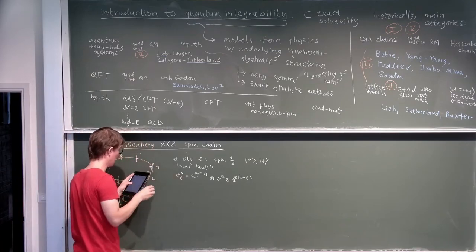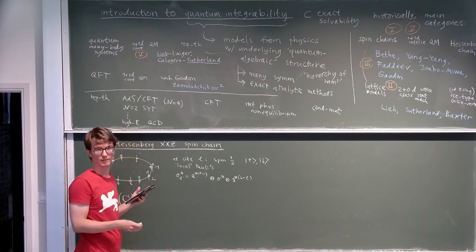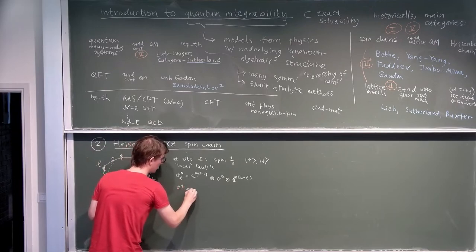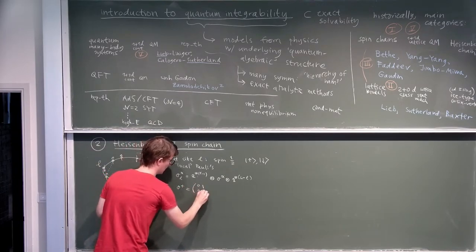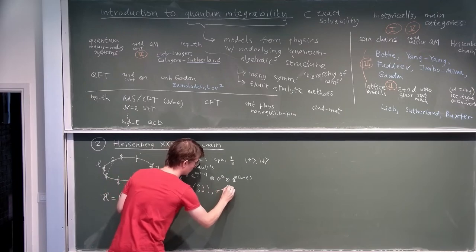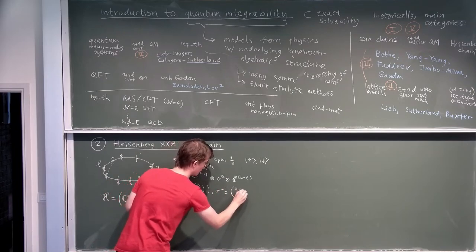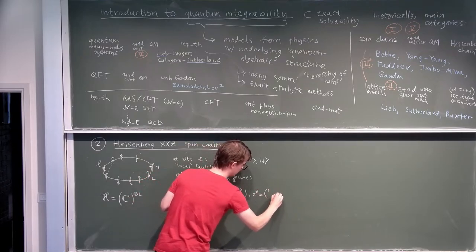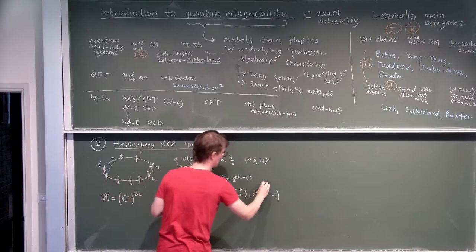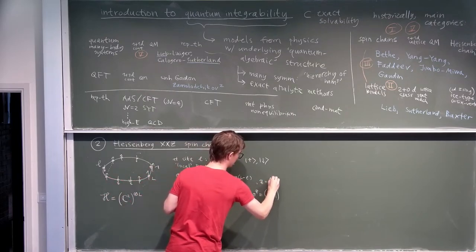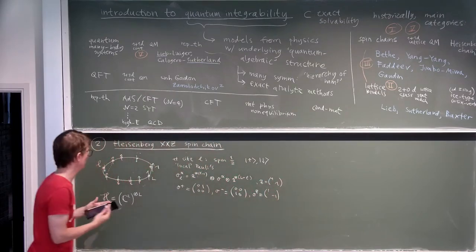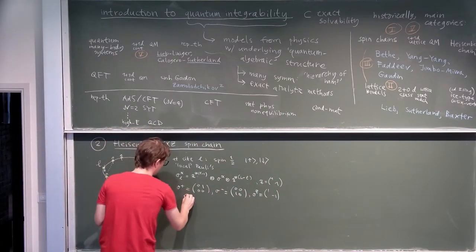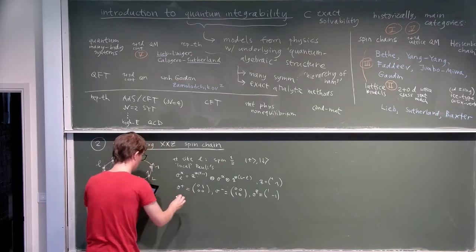And I will actually prefer to not use Pauli x, y, and z, but instead lowering and raising operators. So for me, I'll take Pauli plus, which is explicitly this matrix, Pauli minus, which is its transpose, Pauli z, diagonal, and I also have the identity. So this forms the basis of all the possible matrices at a single site. And then you can check that they obey the usual relations.